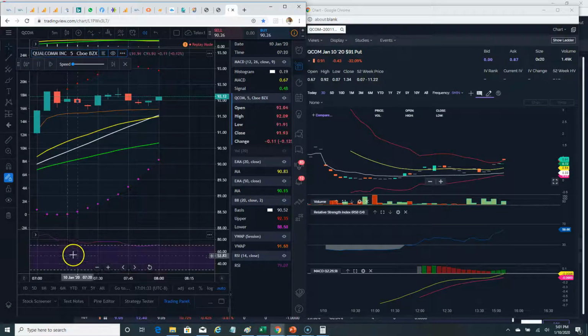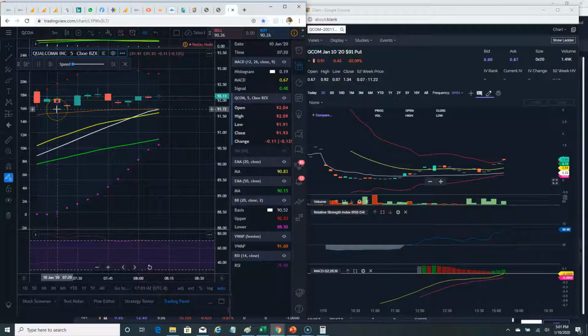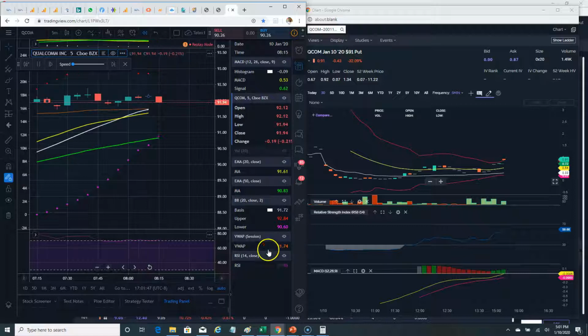So we continue playing it. I want you to observe the reaction, the behavior of the price in relation to VWAP, which again you can read on here. That line, 91.74.